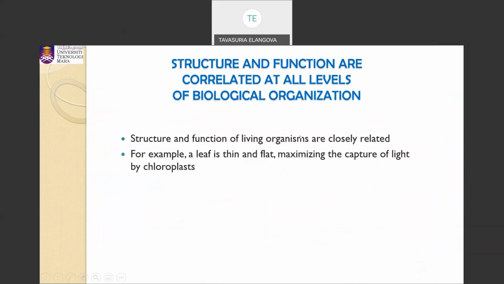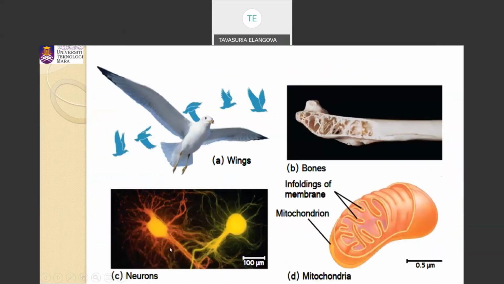Structure and function of living organisms are closely related. For example, the leaf is thin and flat, so that it can maximize the capture of sunlight by the chloroplasts in the plants to undergo the photosynthesis process. So these are the examples in the animals.